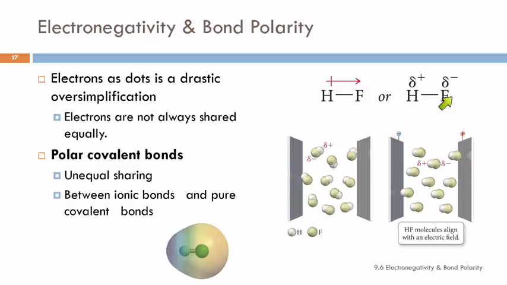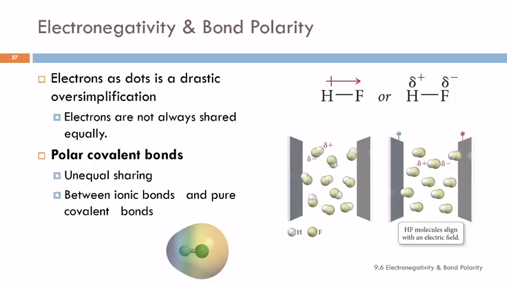And so this end is a little bit negative, this end is a little bit positive, but it's less than a whole plus 1 or minus 1. And so we use the lowercase Greek delta to indicate that this is a partial positive charge and this is a partial negative charge. And it could be pretty small, it might be only like a third or a fourth of a charge, right? It's just a partial charge.